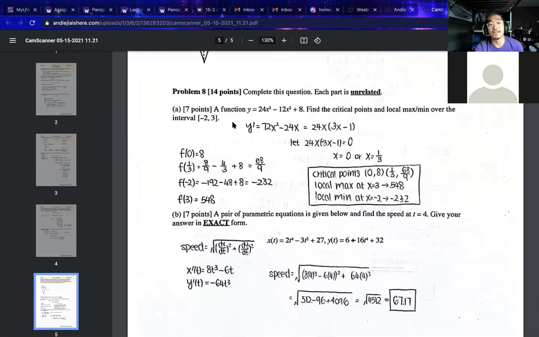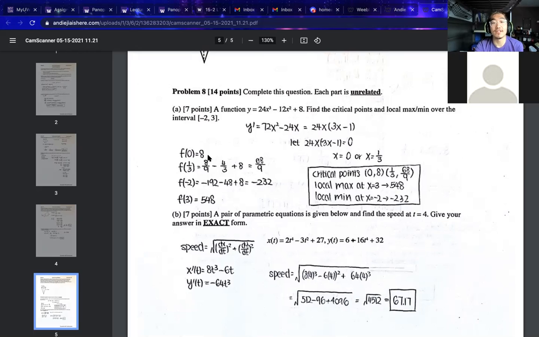Problem 8: the critical point is when the derivative is equal to 0, and y prime is 72x squared minus 24x. You factor 24x out of here, so x equals 0 and x equals 1/3. So those are two critical points. And this is the interval here, and you find the local max. It is the largest output over the interval and the critical points.